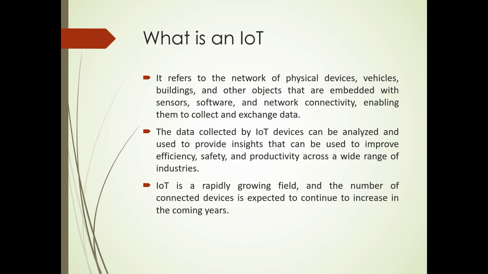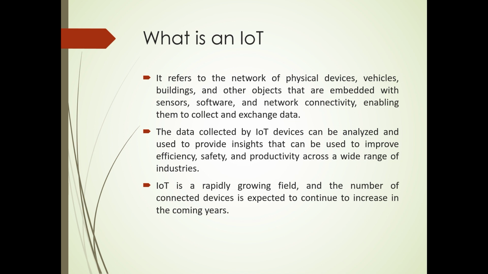Now coming to the IoT part of our internship. First of all, we learned the very basic structure of IoT, like what is IoT, where it is being used, and how it is implemented in industry projects. Basically, IoT refers to the network of physical devices, vehicles, buildings, and other objects that are embedded with sensors, software, and network connectivity, enabling them to connect and exchange data.